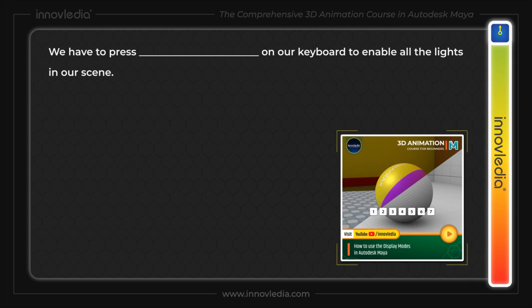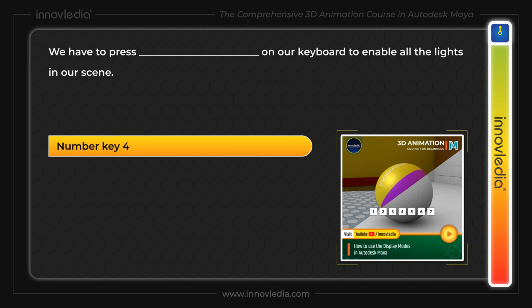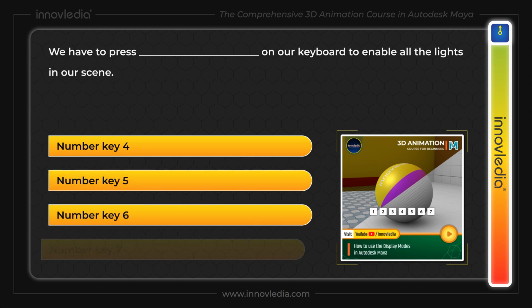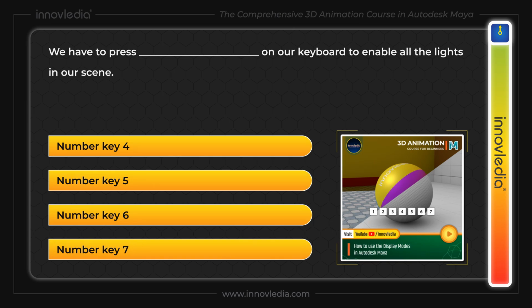We have to press dash on our keyboard to enable all the lights in our scene. The options are number key 4, number key 5, number key 6, number key 7. Your time starts now. And the correct answer is number key 7.